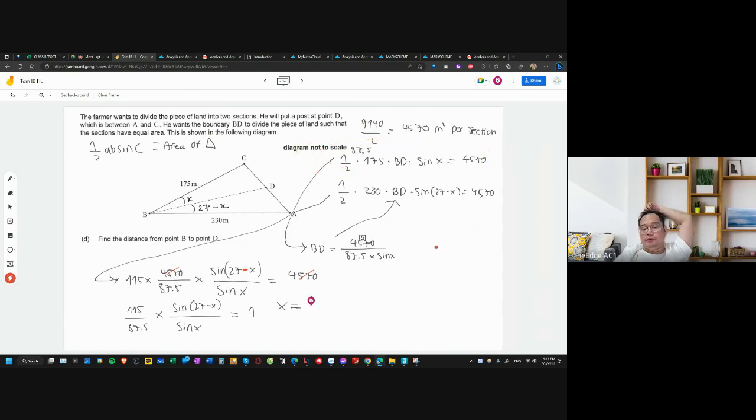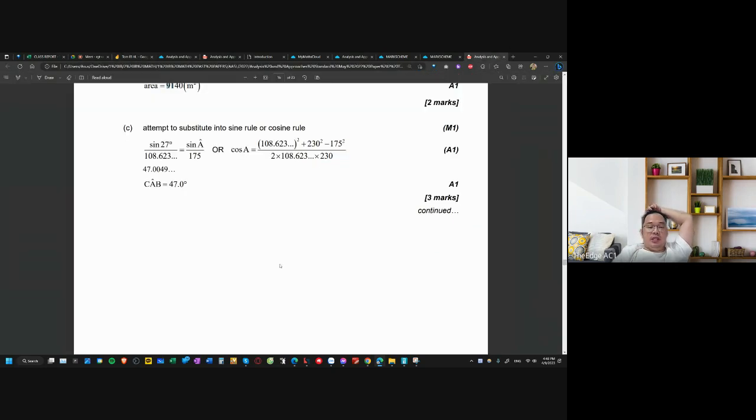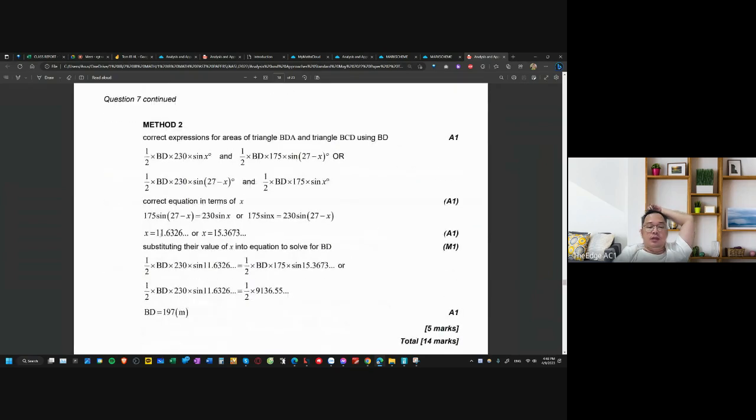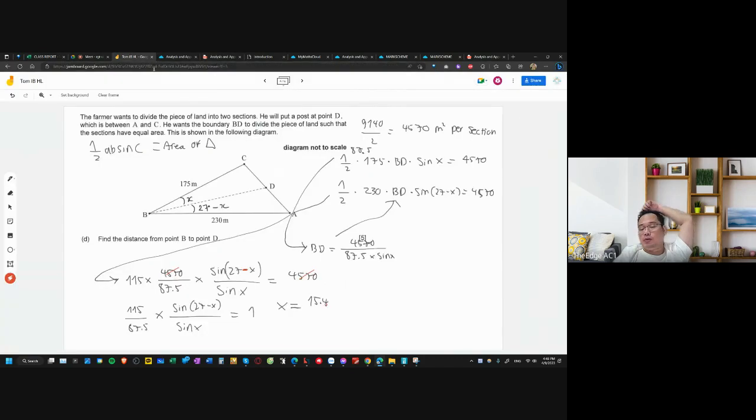15.4, according to the answer. It's 15.3673. You should put the accurate value. We only round the final step.